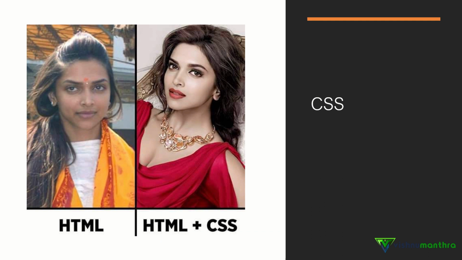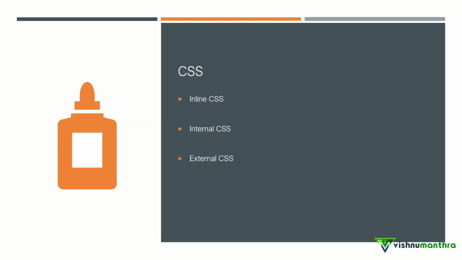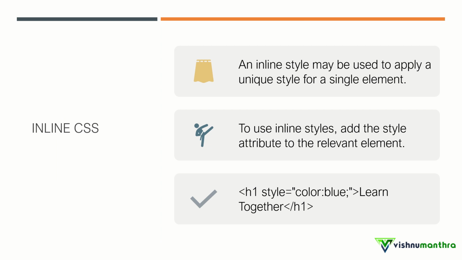Now let us look into CSS in detail. You can define CSS in three different ways: inline CSS, internal CSS, and external CSS. It depends on how you are implementing CSS within HTML. So let's see them one by one. We can start with inline CSS. Inline CSS means you can apply a unique style for a single element. We saw that there are tags available within HTML. For each one of these tags, we can apply some unique style using inline CSS.